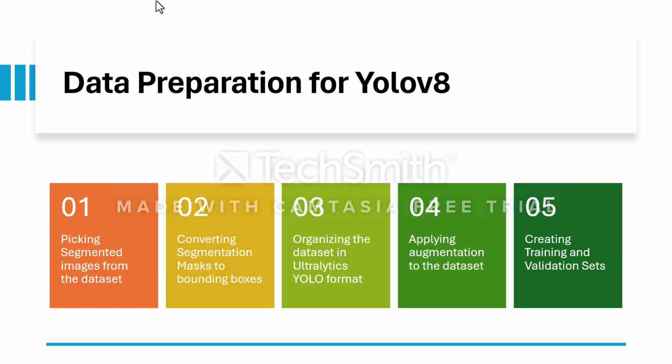After that, we applied the augmentation to the data set using image cropping and image flipping. And then we created two sets of our data set, the validation set and the training set. The training set is about 80% of our data set, and the validation set, which is about 20% of our data set.